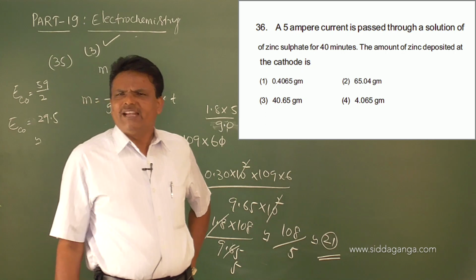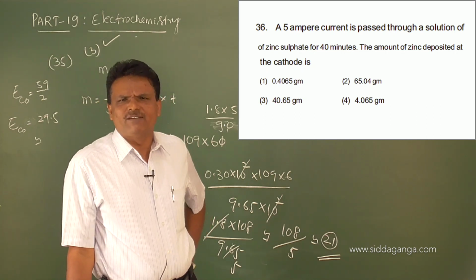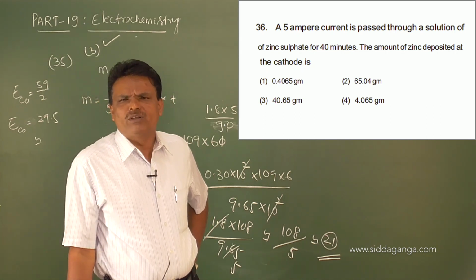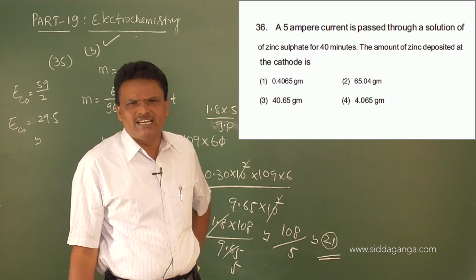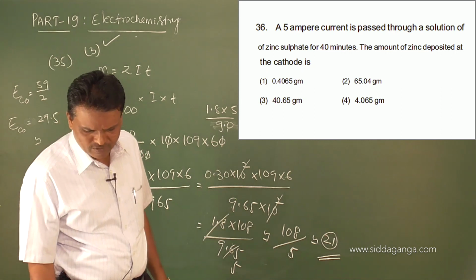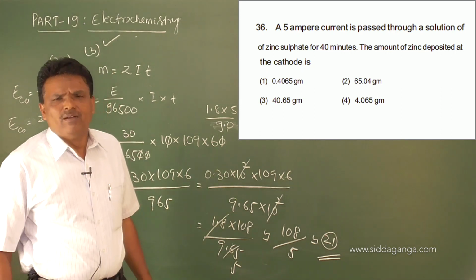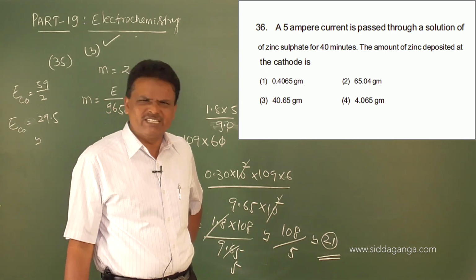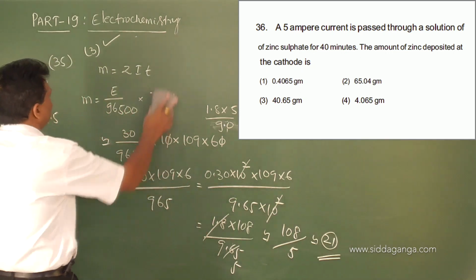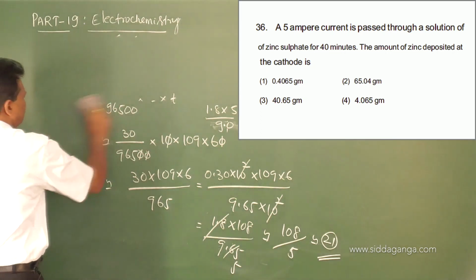A 5 ampere current is passed through a solution of zinc sulfate for 40 minutes. Find the amount of zinc deposited at the cathode. Look at what they have given: 5 amperes current passed through a solution of zinc sulfate for 40 minutes. So the formula is according to Faraday's first law.